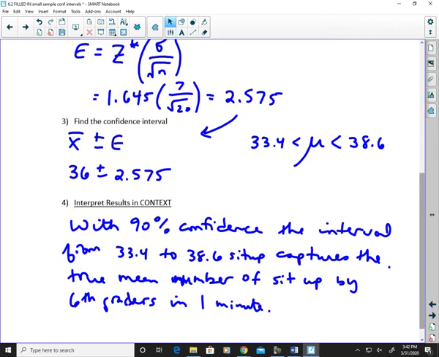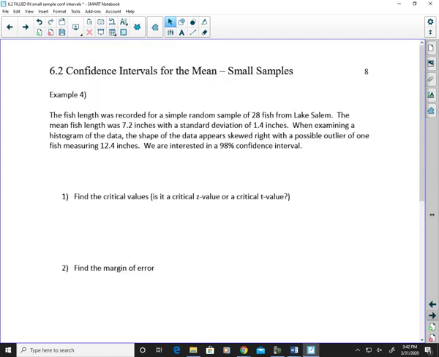Okay, so there's that, and one more problem, and then we get to, maybe some of you kind of know what's coming in this next problem. I'm looking forward to it. This last problem. Okay, fish length. Recorded it was for a simple random sample, 25 fish from Lake Salem. The mean fish length was 7.2. Standard deviation for the sample.